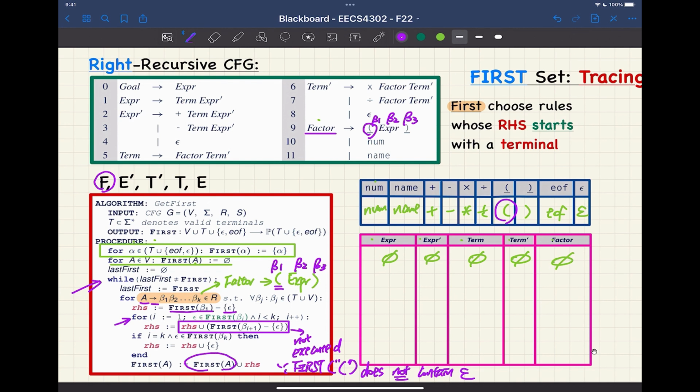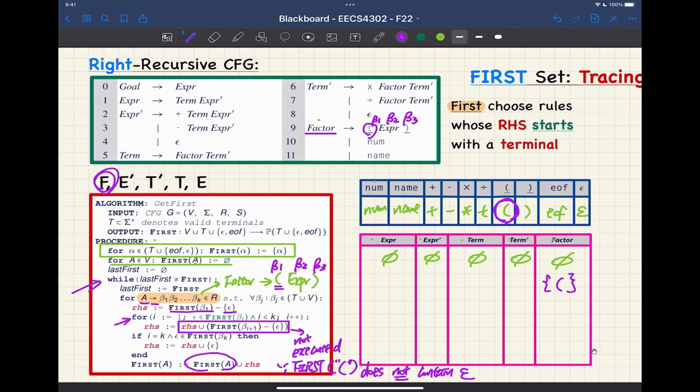In that case, which just accumulates this symbol over here. It will just be this symbol here. So after the first iteration, we'll simply get, for the factor, just this. That's after the first iteration. We just collect that. What about the second rule?